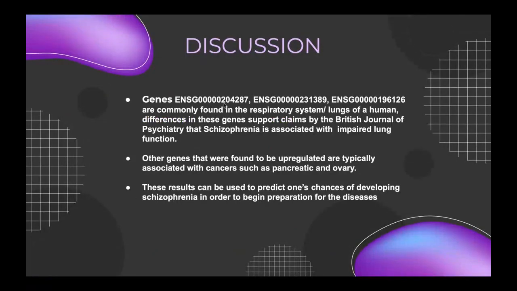These 3 genes are commonly found in the respiratory system and lungs of a human. Differences in these genes support claims by the British Journal of Psychiatry that schizophrenia is associated with impaired lung function. Other genes that were found to be upregulated are typically associated with cancers such as pancreatic and ovarian. These results can be used to predict one's chances of developing schizophrenia in order to begin preparation for the disease.